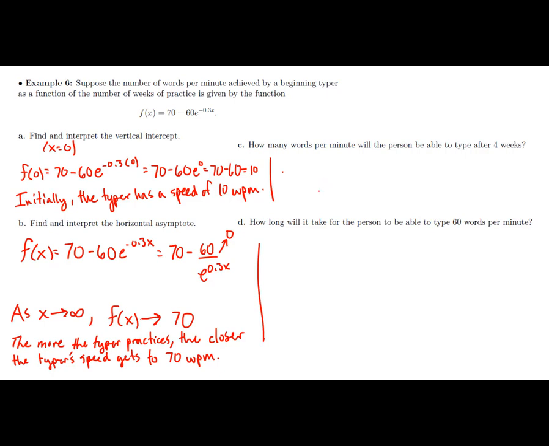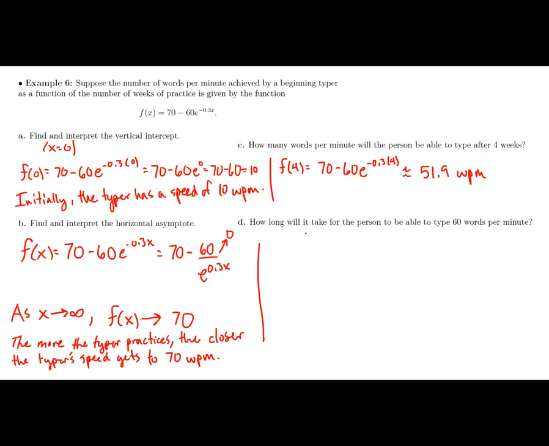All right, so now let's look at part C. It says how many words per minute will the person be able to type in 4 weeks? Okay, so notice that this is a function of the number of weeks, right? So 4 is what belongs in there for the x. So I'm just saying f of 4 is 70 minus 60 times e to the negative 0.3 times 4. And we can just type that in the calculator and we get 51.9 words per minute.